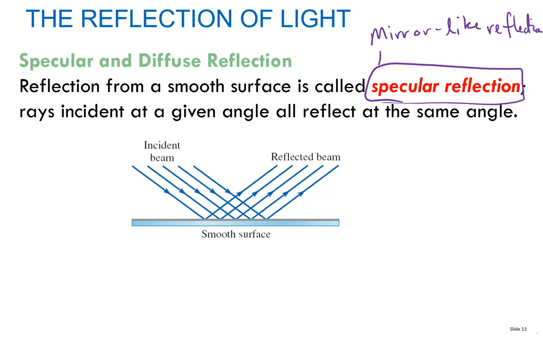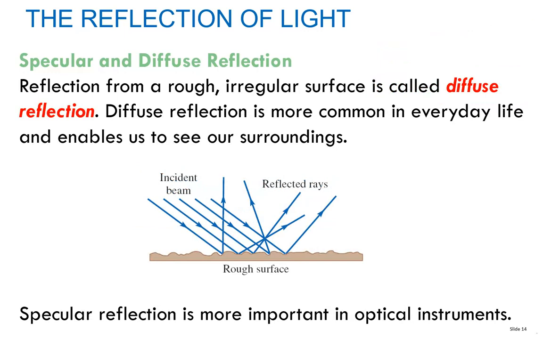But then there's another kind of reflection, diffuse reflection. A diffuse reflection occurs when you hit a rough surface. And when I say a rough surface, I mean a surface that is rough on a microscopic level. This tabletop is rough on a microscopic level. It feels smooth to the hand. It looks smooth. But on a microscopic level, it's rough.